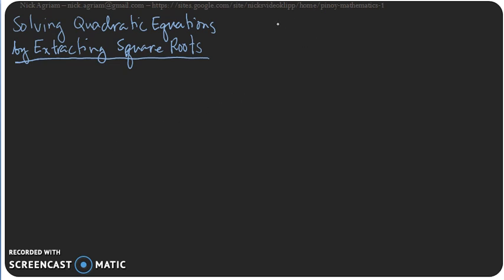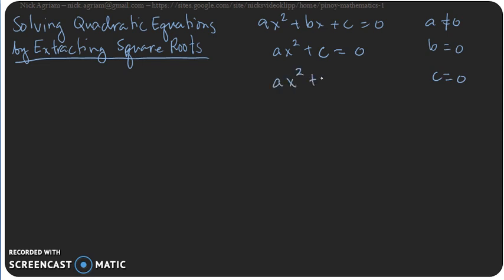In my first videos, I discussed the different forms of quadratic equations. For example, we have the general form, ax squared plus bx plus c is equal to 0. And I also said a cannot be equal to 0. But b can be equal to 0, then it will look like this, ax squared plus c is equal to 0. Or c can be 0, and then I will have ax squared plus bx is equal to 0.